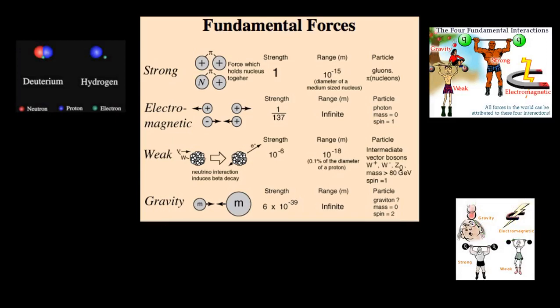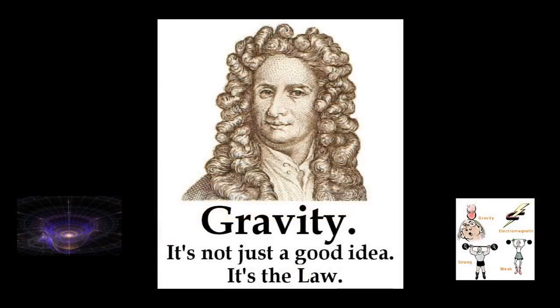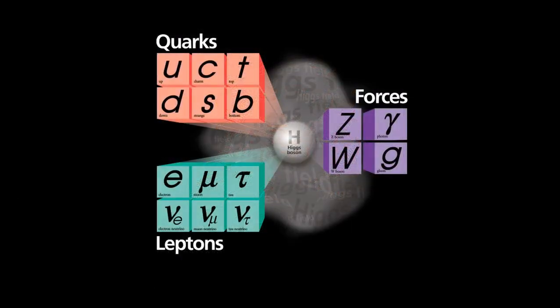The fourth is the gravitational force. It is always attractive and acts from the center of mass of one object to the center of the mass of another. While quarks experience all four of the fundamental forces, leptons only experience three. They don't experience the strong nuclear force.